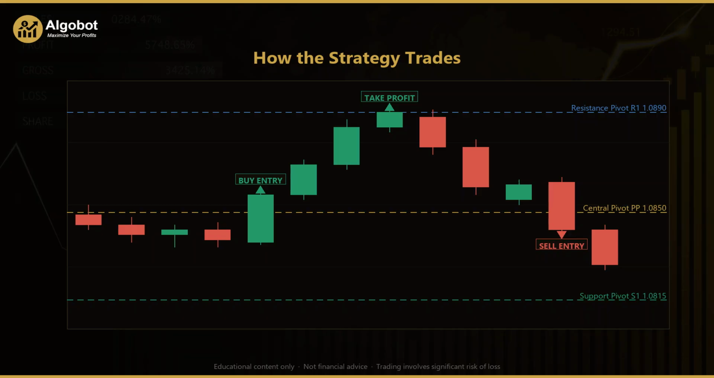From the sell entry marker, follow price downward. Sellers press the advantage. The candles extend lower, and price travels away from the central pivot toward the green support line. When it reaches the take profit at the support pivot S1, 1.0815, the short trade closes for a gain. Again, the thrust through the middle carried to the next pivot, this time on the way down.